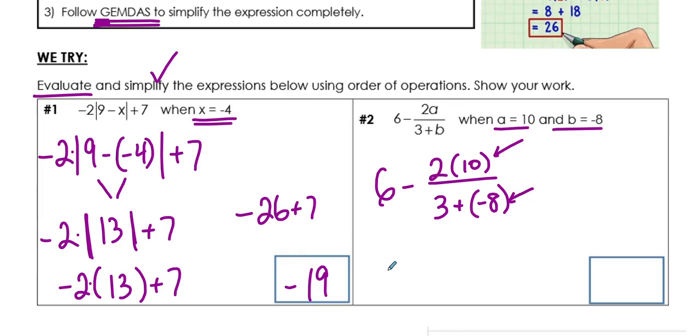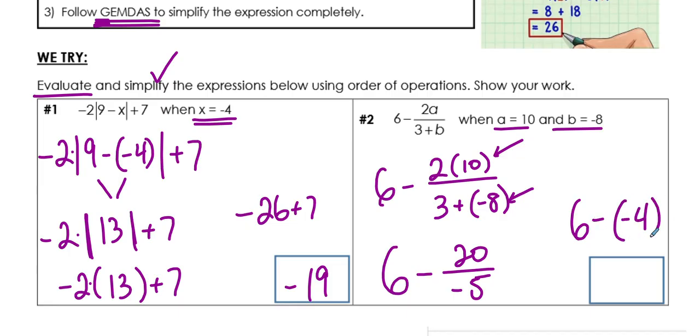We're going to solve everything on top first, everything on the bottom, and then divide those two numbers. So we do everything on top, everything on the bottom, and then just treat that as division. 20 divided by -5 is -4.